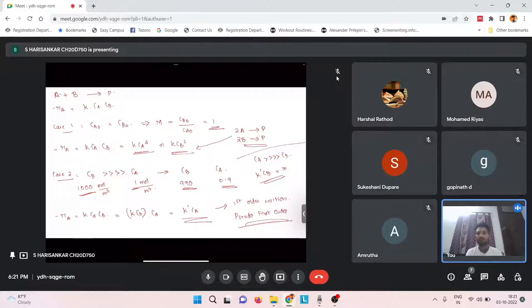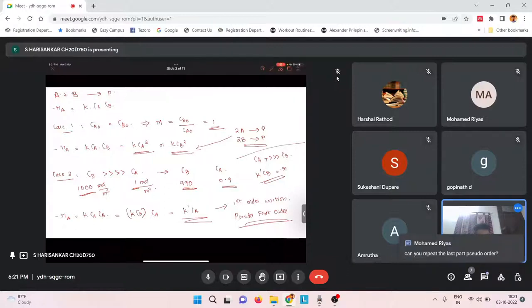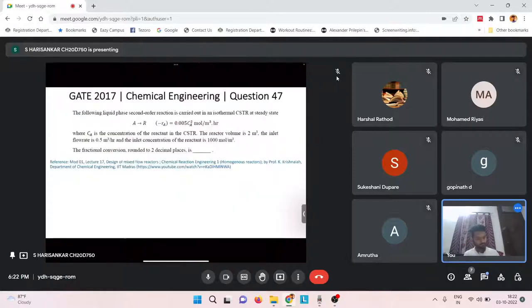Understood? So any doubts regarding these shifting order reactions and pseudo first order reactions, you can ask. Pseudo first order. Okay. So did you understand how we wrote this rate equation? Minus RA is equal to K CA into CB. Now, okay, I'll use the next page and do it.